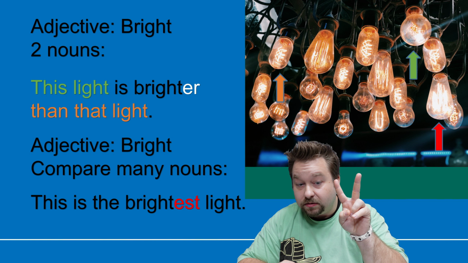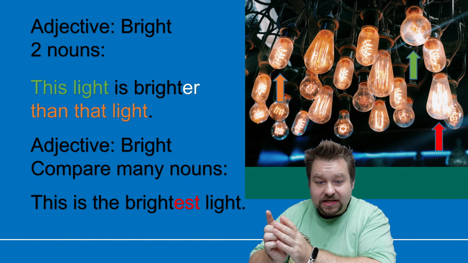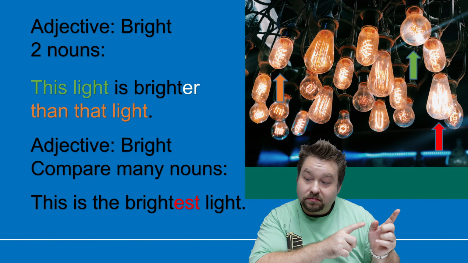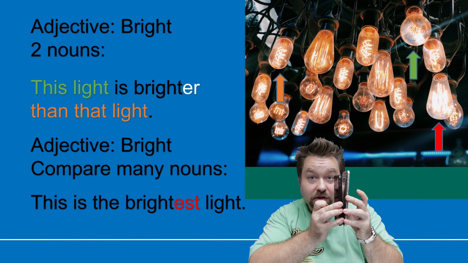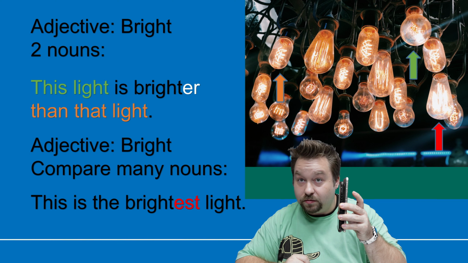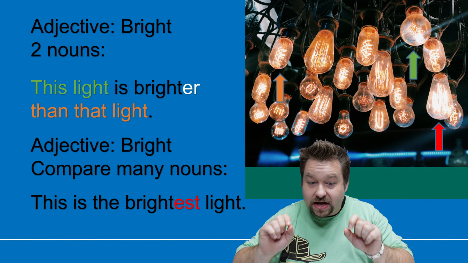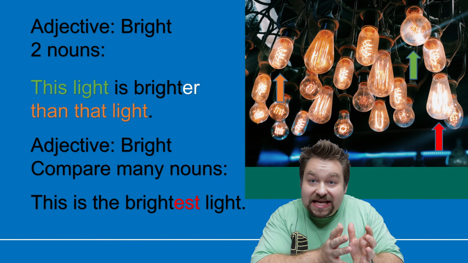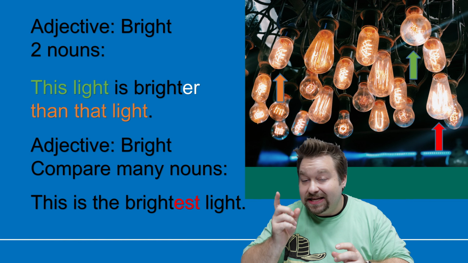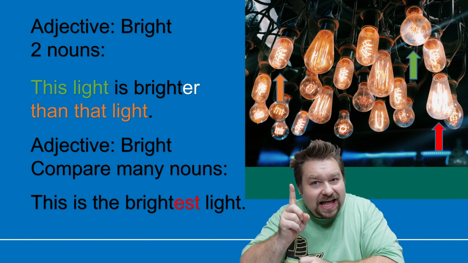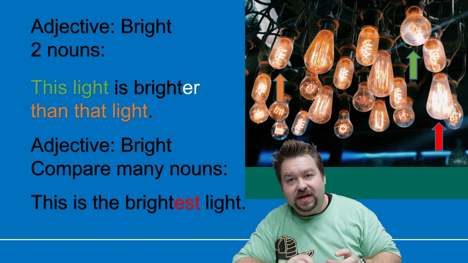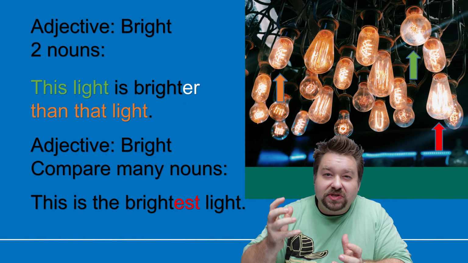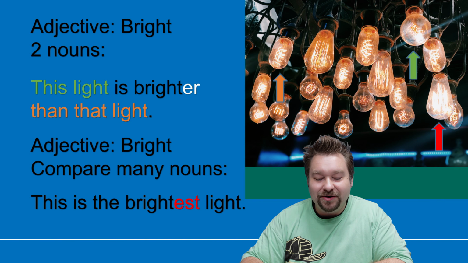We're going to compare 2 nouns. This light is brighter, ER, brighter than that light, right? This phone is longer than this phone, okay? ER, 2 nouns. Now, if we have 1 noun versus everything, we say, this is the brightest light. See in the picture, that red arrow? That one light is brighter than everything. So we say it is the brightest light, okay? That's not so bad.